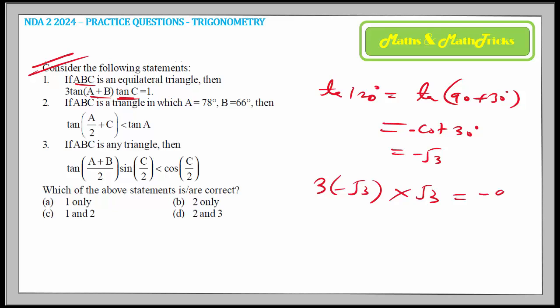Minus 9, but they say 1. So statement 1 is wrong. Now what about the statement number 2? To verify that, you have to take A 78, B 66.